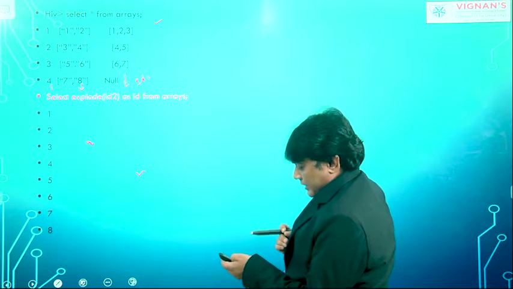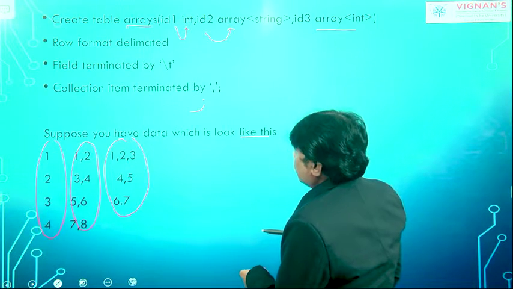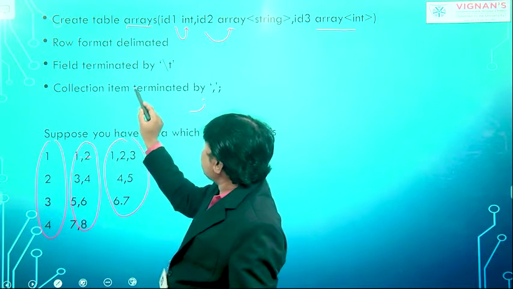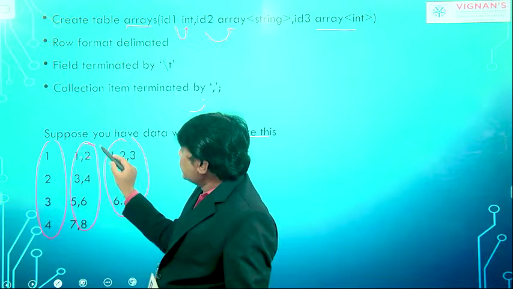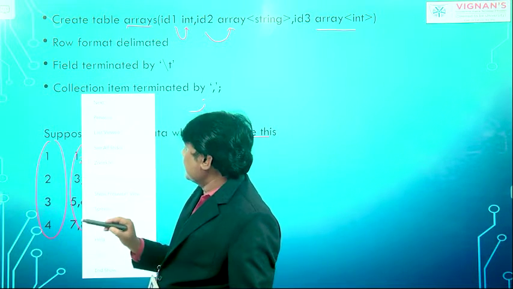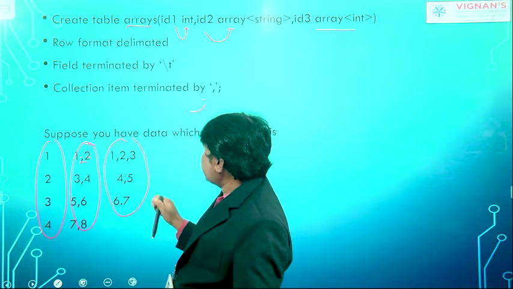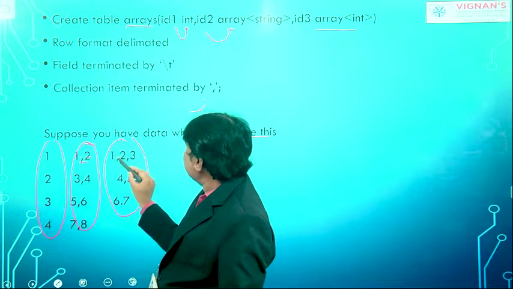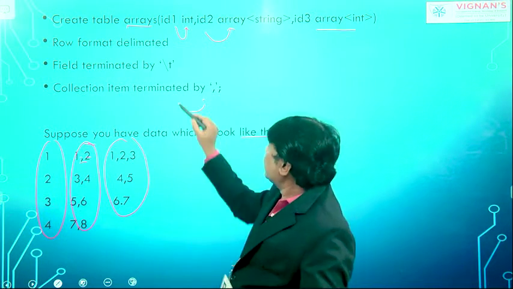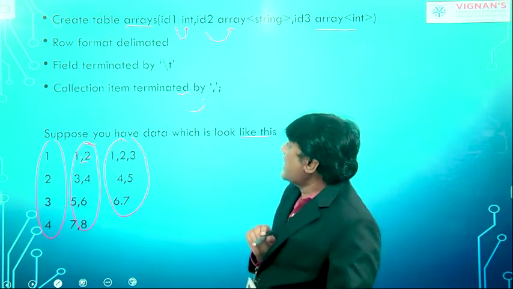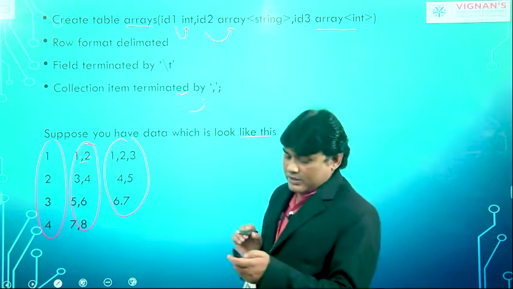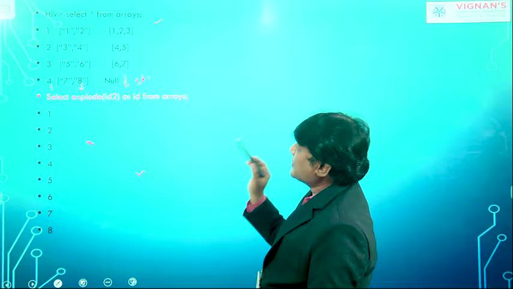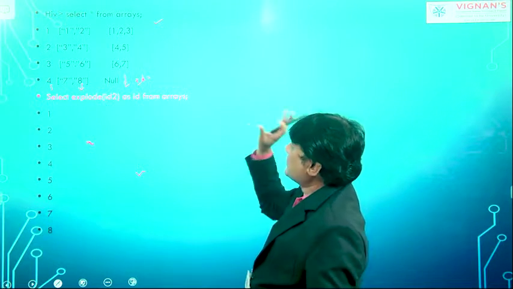Now here if you see, why am I putting a comma in between these items? Because of collection items terminated by comma. So in between items, you have to terminate them by the comma symbol. Similarly, if you see this, these are items, so we are going to separate them by the comma only. That's why you have written this syntax, collection items terminated by comma. Now if you run this query, the result is displayed in this fashion.